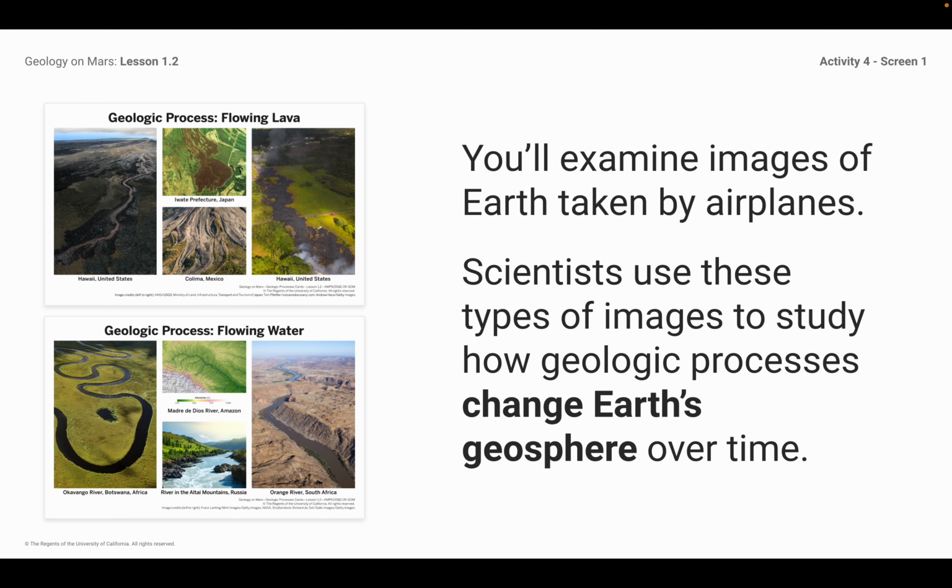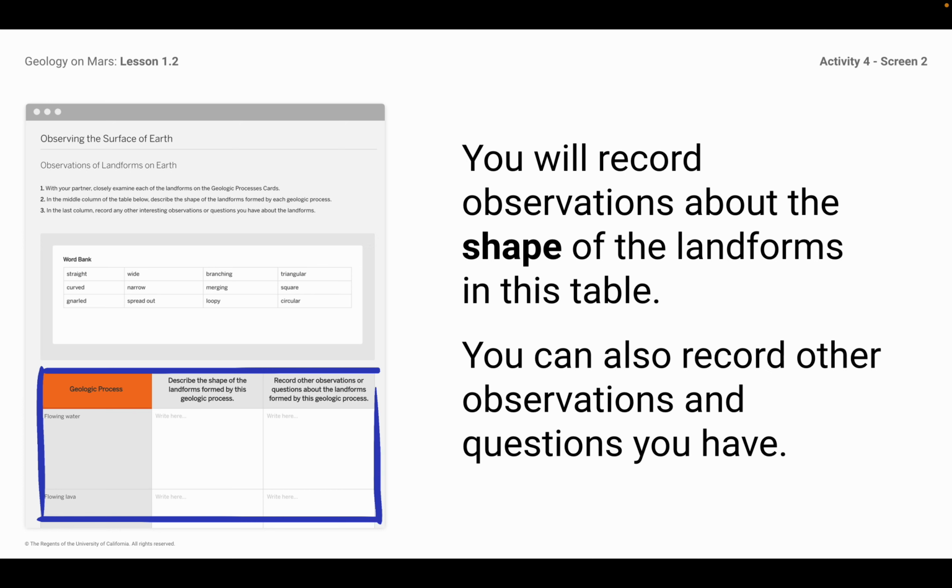So I gave the kids 2 cards and they spent some time talking about what they see and describing what they see. And specifically in lesson 1.2, activity 4, on screen number 2, you've got a data chart. And there's this word bank that I want you to use, so that way we're all using the same language. And you're going to describe the shape of the landform formed by flowing water and flowing lava.